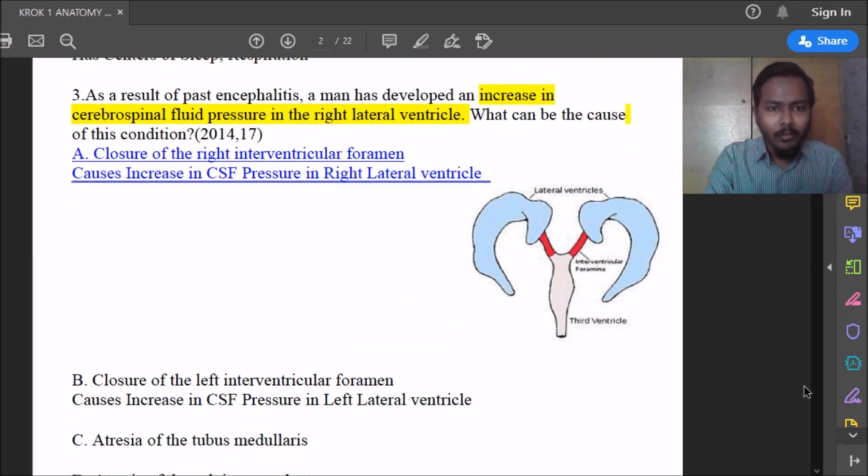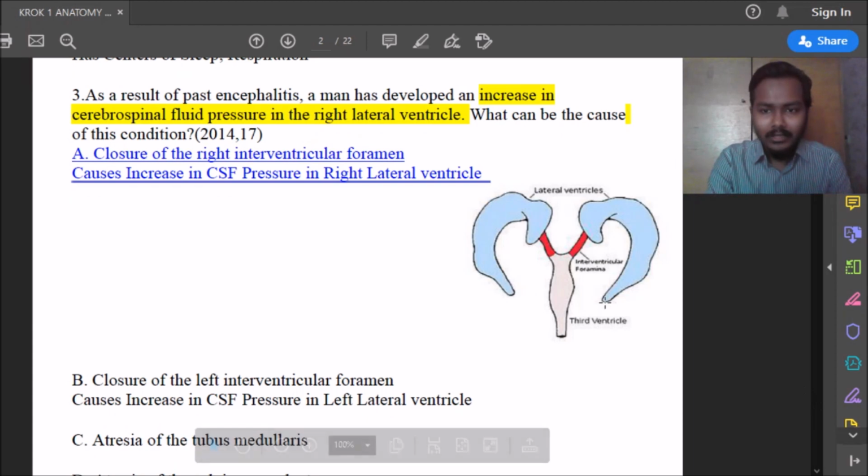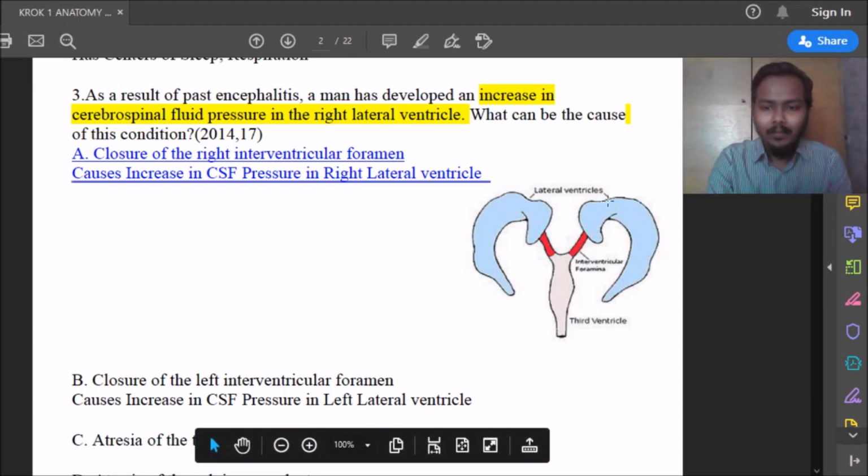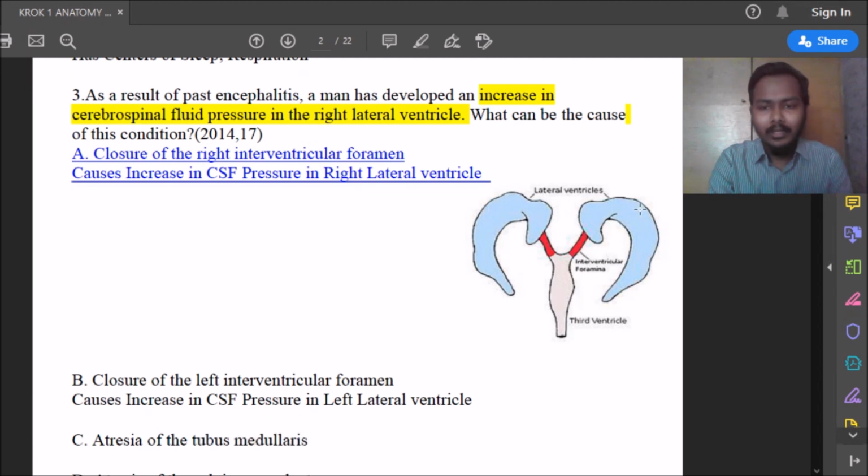As a result of post-encephalitis, a man has developed an increase in cerebrospinal fluid pressure in the right lateral ventricle. What can be the cause of this condition? So you can see in this image, there is secretion of cerebrospinal fluid from the lateral ventricle, and it passes through the interventricular foramen and goes to the third ventricle.